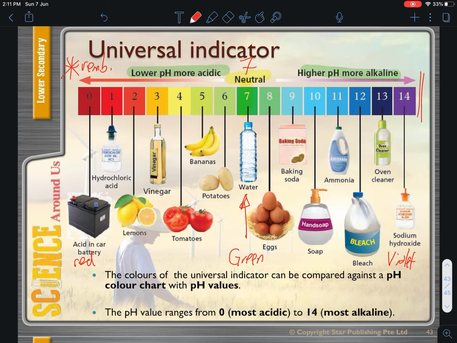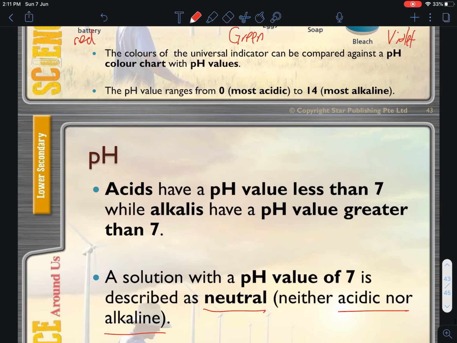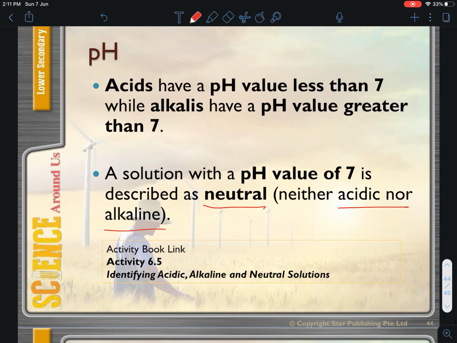So the universal indicator is actually a more accurate indicator as compared to litmus paper, as the litmus paper can only tell two color changes. However, the universal indicator can give you a spectrum of color, and you have to remember the color range. Okay, so one other property of acid other than just the color is the taste, in which it has a sour taste, whereas for an alkali, it has a bitter taste.